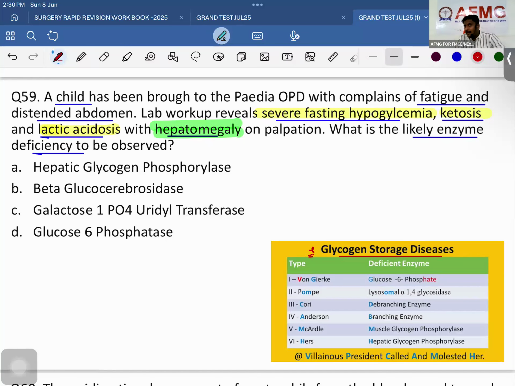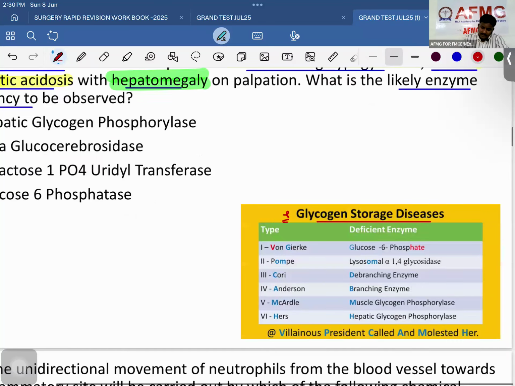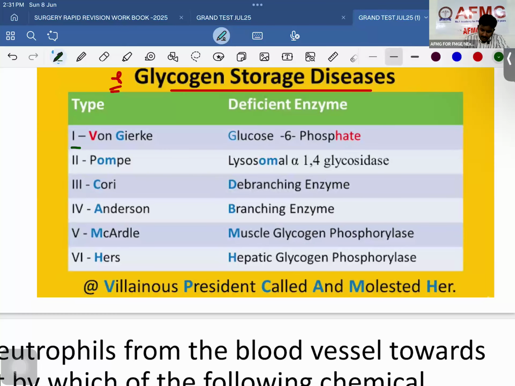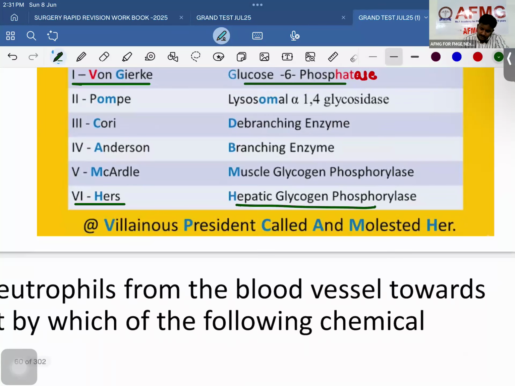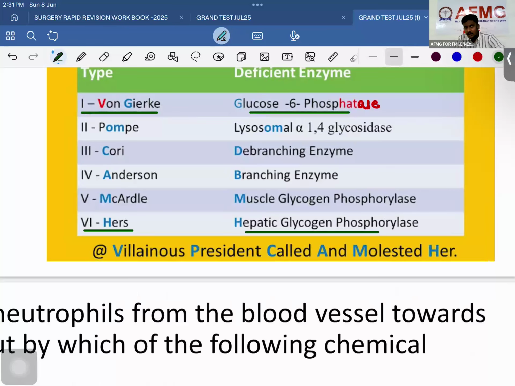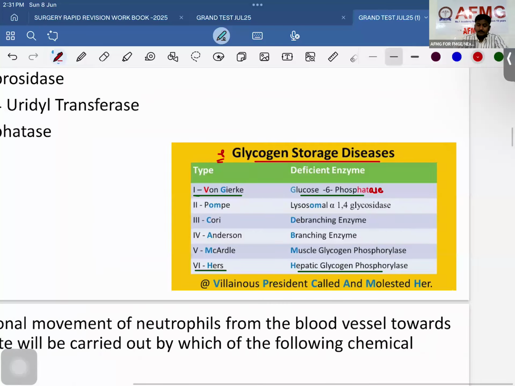We know there are two types of glycogen storage diseases which are related to liver. One is going to be type 1, that is von Gierke's disease, which is due to deficiency of an enzyme called glucose 6 phosphatase. Okay, glucose 6 phosphatase, beta. Whereas another is type 6 glycogen storage disease, known as Hers disease, which is due to deficiency of an enzyme called hepatic glycogen phosphorylase, beta. In both the conditions, liver is the only affected organ, beta. How do you make a diagnosis whether it is von Gierke's or Hers? I have already said it.